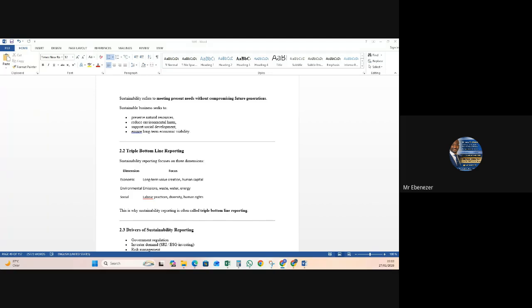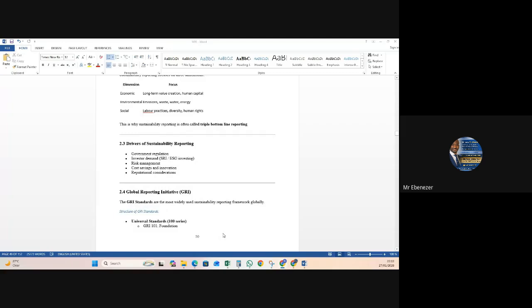Then the environmental will be your emission, your waste disposal, water, energy. Your social will be on labor practices, diversity, human rights. All right? So that's it. And that's why they call sustainability a triple bottom line reporting. For those of you who did CSME, you must have done this before.